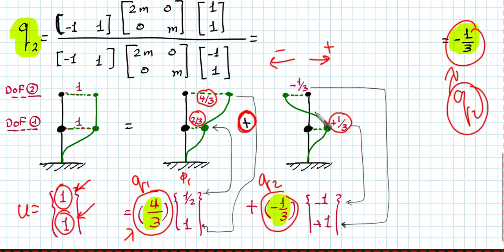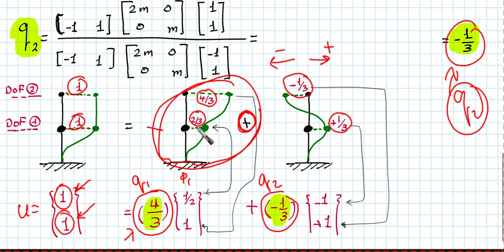What is the meaning of this? If you sum up the coordinates that you've got from each mode shape, you are going to find that the total response vector is the same. Can you superimpose minus 1/3 plus 4/3? It gives us 1. And then plus 1/3 plus 2/3 gives us 1. That's the point here. So the contribution from the first mode in the first coordinate is 2/3, and the contribution from the second mode for the first coordinate is 1/3.